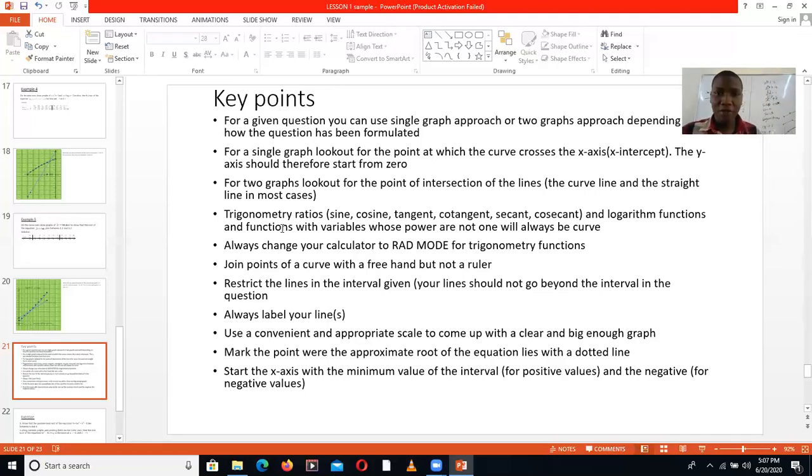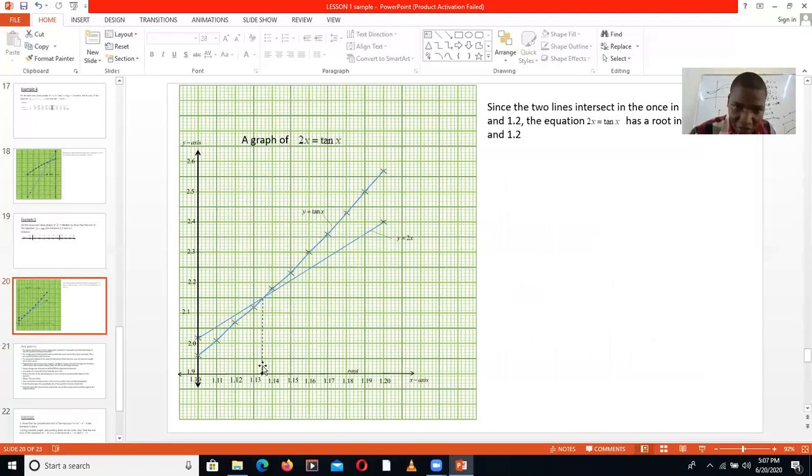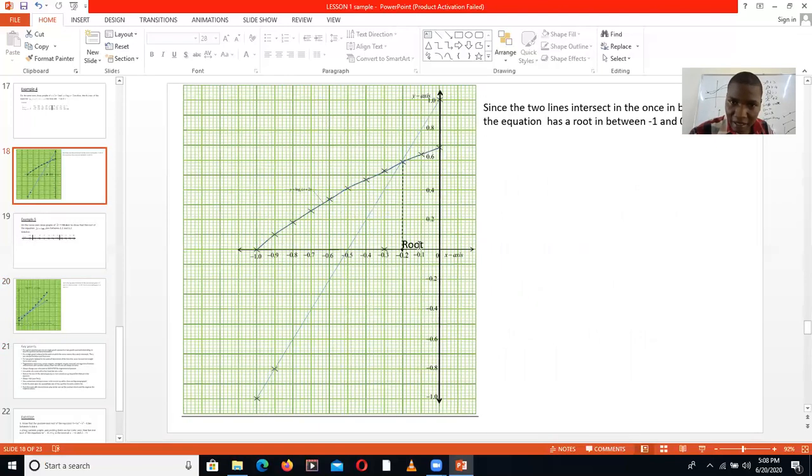Then also mark the points where the approximate root lies. Yes, like I've been marking here. I want to show that the root exists. So show them that the root is somewhere there. Show them that the root exists. And write there the word root to show them that you found what they asked you to find.